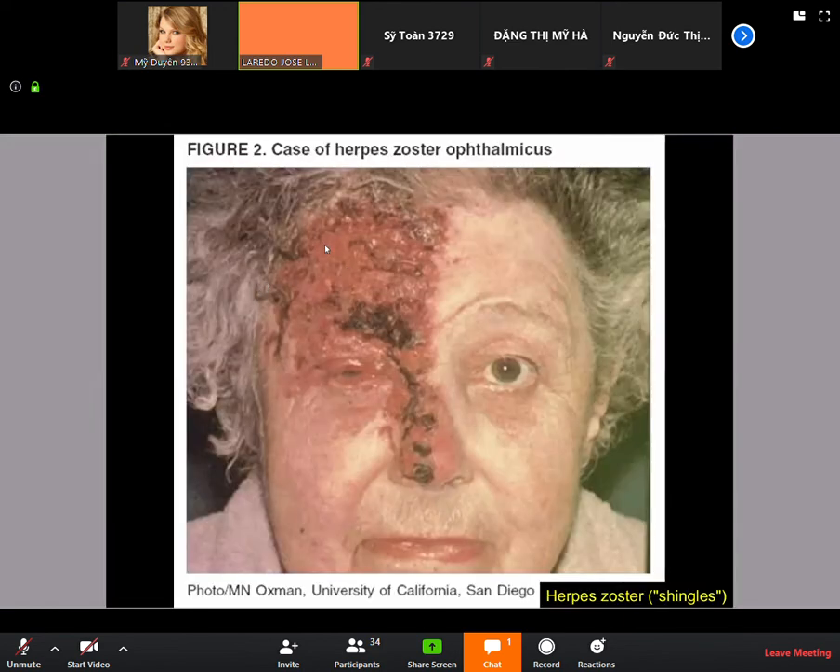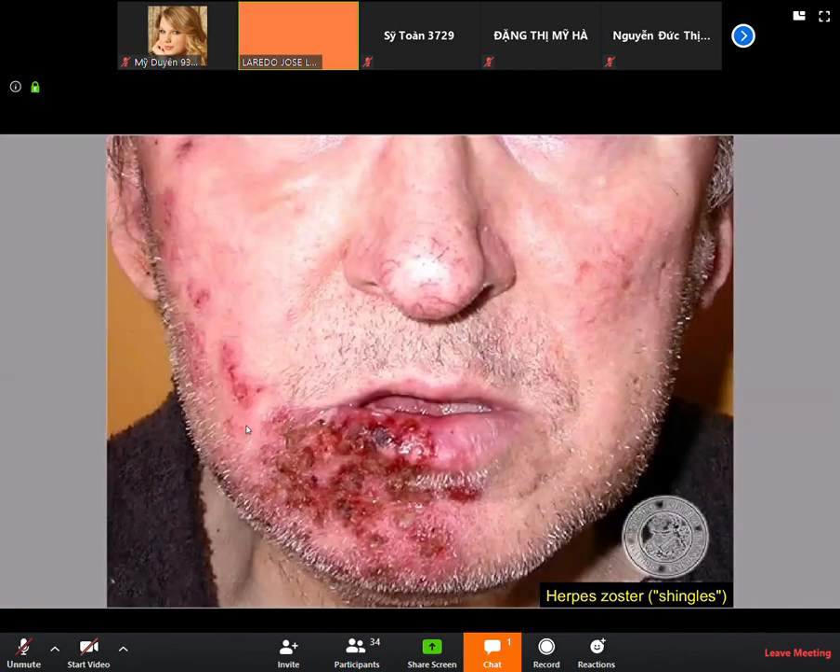So this is an ophthalmic zoster, affecting the eye, the cornea. This patient also suffers keratitis that may be very severe. Or in the mandible, this is zoster. The mandible.